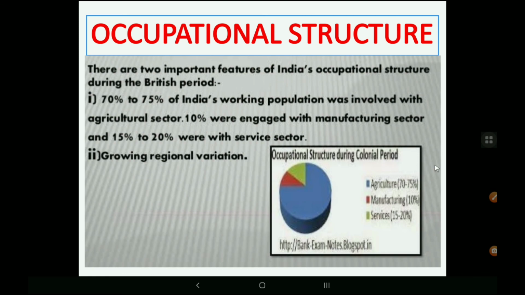We can also understand the occupational structure with the help of this picture, and we can easily understand it by the pie chart. There are two important features of India's occupational structure during the British period. Number one, 70% to 75% of India's working population was involved in the agricultural sector. Only 10% were engaged in the manufacturing sector and 15% to 20% were in the service sector. And number two is growing regional variation, which I have already discussed.